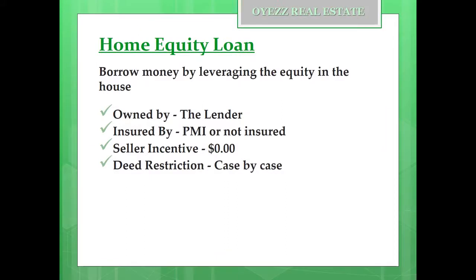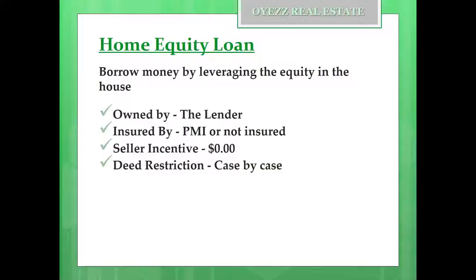Another one is a home equity loan. So basically they borrow money by leveraging the equity in their house. This is owned by the lender. It's insured either by a private mortgage insurer or not insured at all. Seller incentive is zero. The seller will not receive money. And the deed restrictions are going to be case by case. Each lender is different. I can't narrow it down to a specific yes or no. It is literally case by case when dealing with these types of loans.